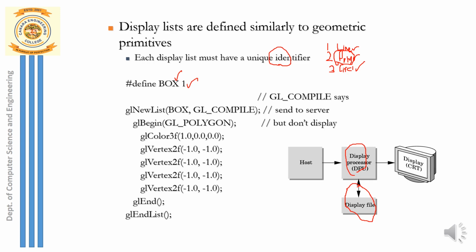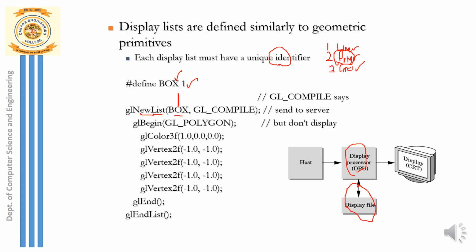Here I'm using an OpenGL function, glNewList. This is an OpenGL function to create a display list. So here I'm creating the display list, assigning the name, that is box, and the ID will be automatically replaced here, that is 1, and I'm using a mode called GL_COMPILE. Remember, these parameters should be in all caps.